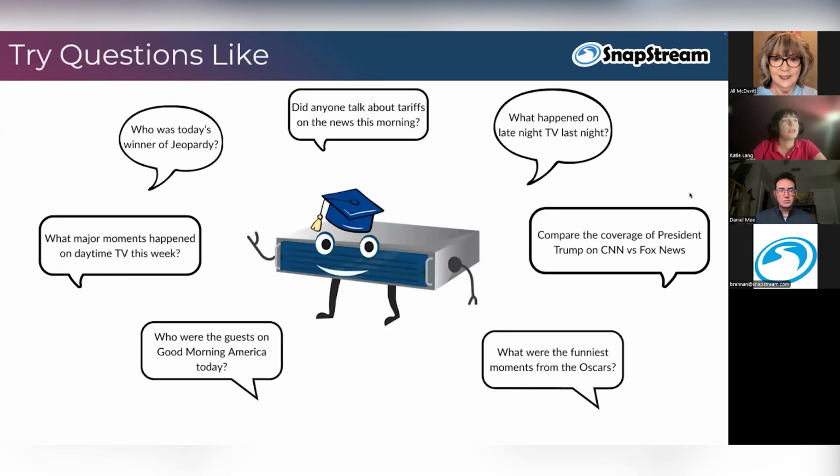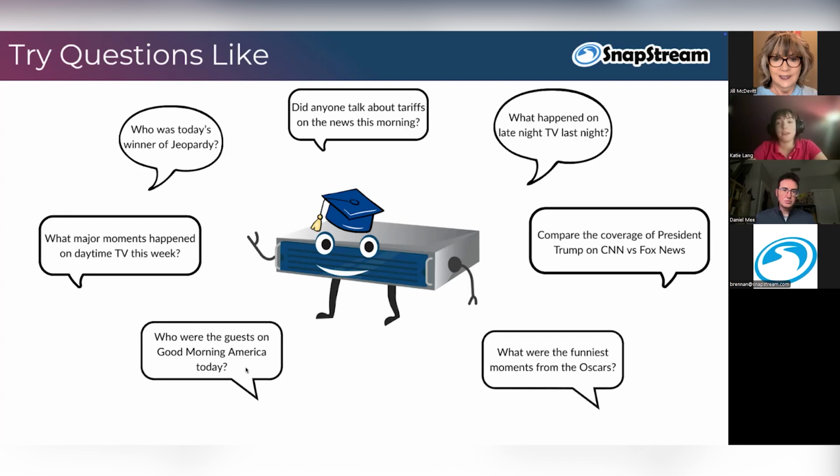So when you're working with Snappy, some questions that you might get some good results from would be something like, what happened on late night TV last night, or compare the coverage of President Trump on CNN versus Fox News. Snappy is also able to surface funny moments or highlights from events, such as the Oscars.